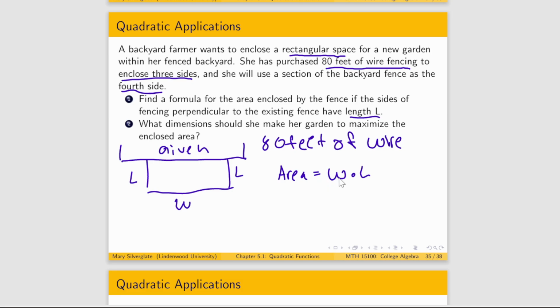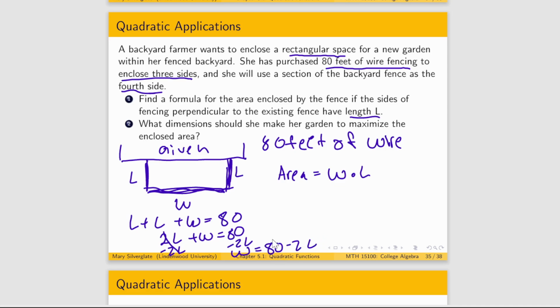So I need to rewrite this W somehow in terms of L. Well, I have this other information about this 80 feet of wire. That 80 feet of wire is actually the perimeter, it's not the area. Area would be labeled in feet squared. So I have that the length of wire and the width have to add up to 80 feet. So I know 2L plus W is 80. And then I can rearrange this to solve for W. So I can subtract 2L on both sides. So I know that W is equal to 80 minus 2L. And that's exactly what I can replace W with here.